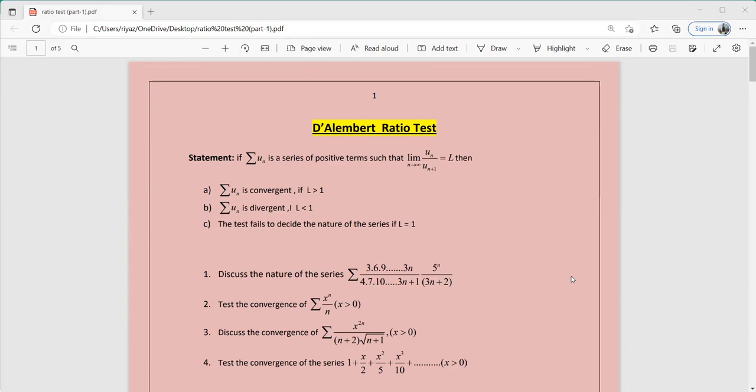Second concept of this sequence and series. Then the name of this one is, what is this? D'Alembert's ratio test, or simply we can call it the ratio test. So here you see the statement, very simple statement. If summation un is a series of positive terms, what is the summation un? What are we going to call it as?